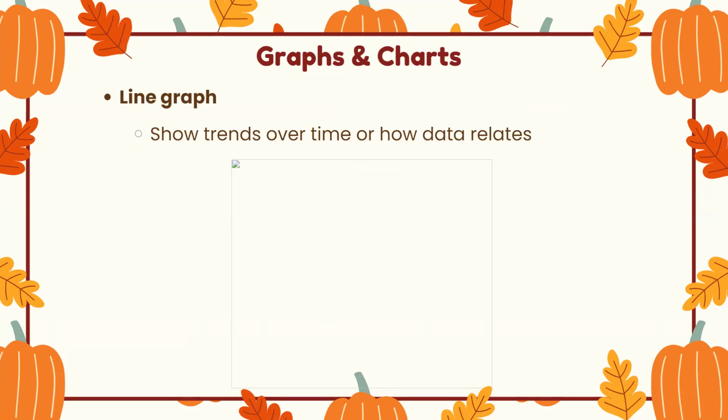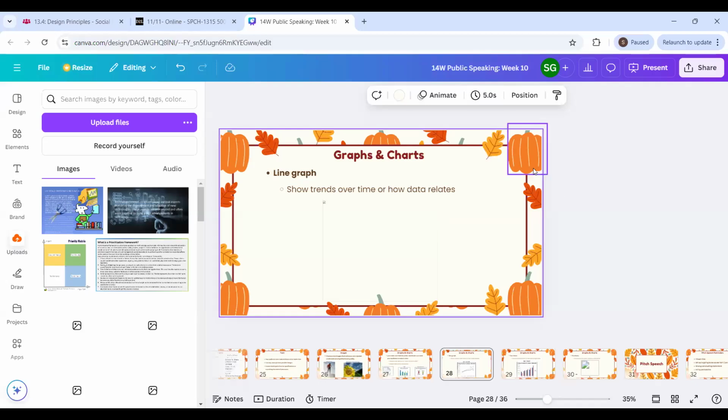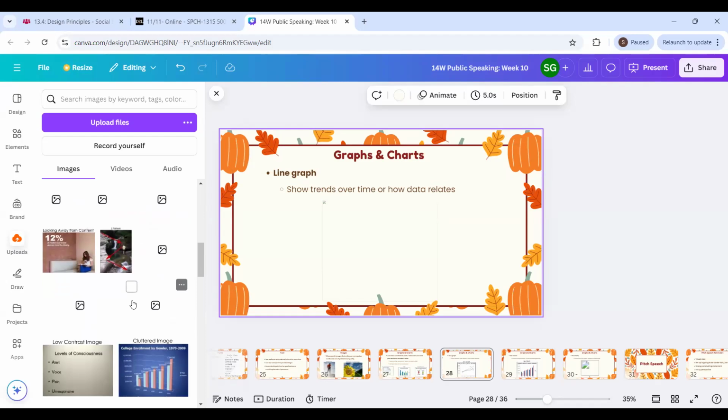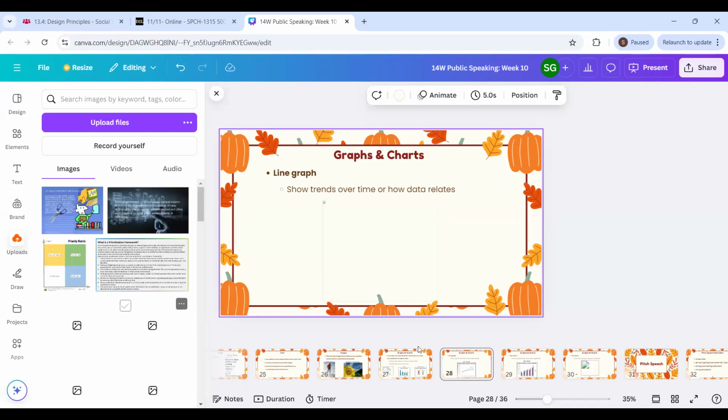So the first example would be a line graph. A line graph would be good to show trends over time or how data relates to each other.